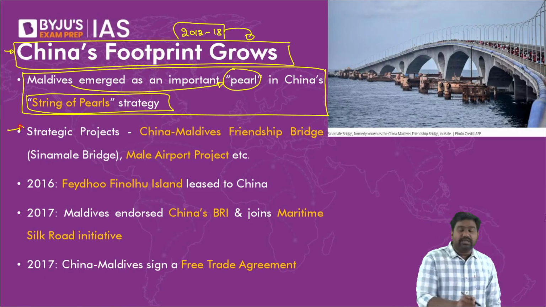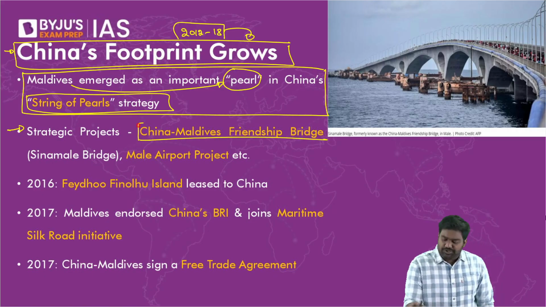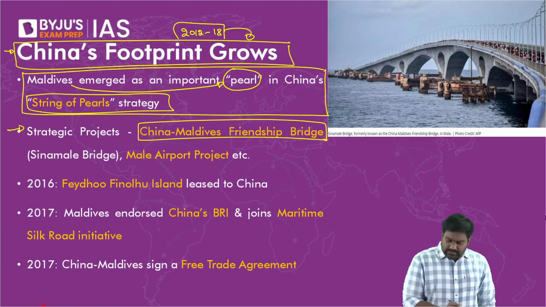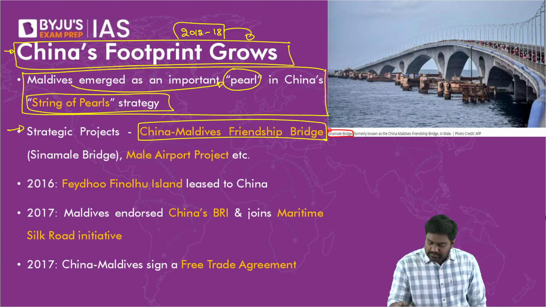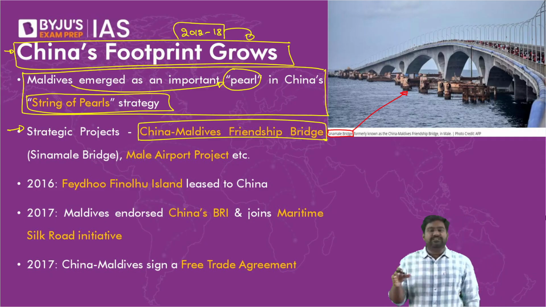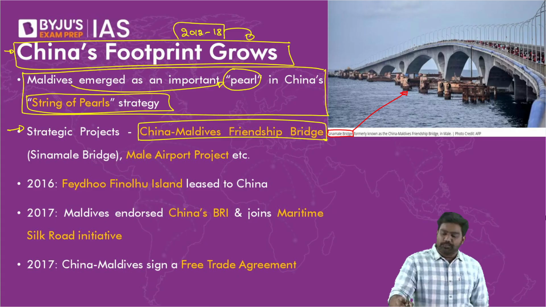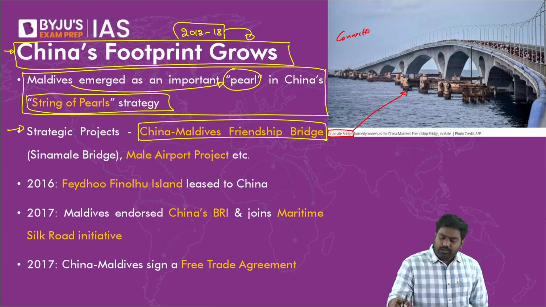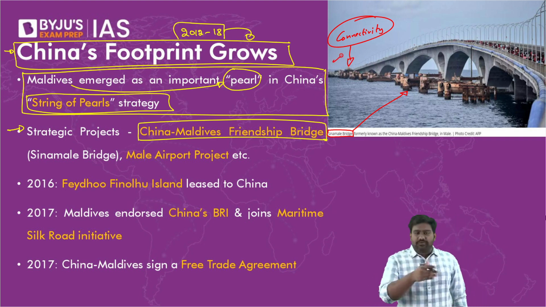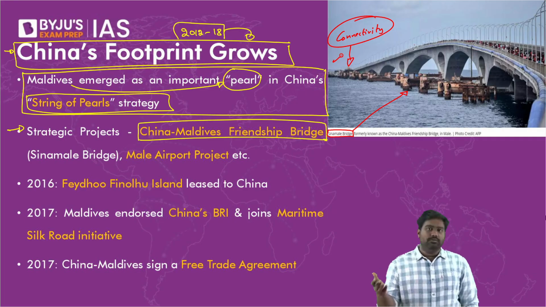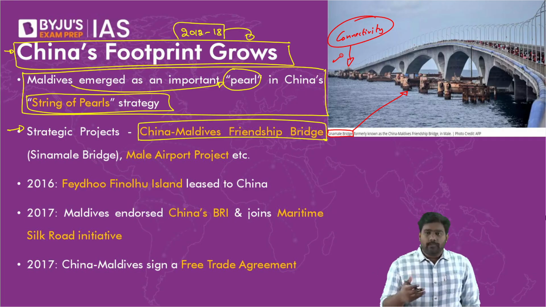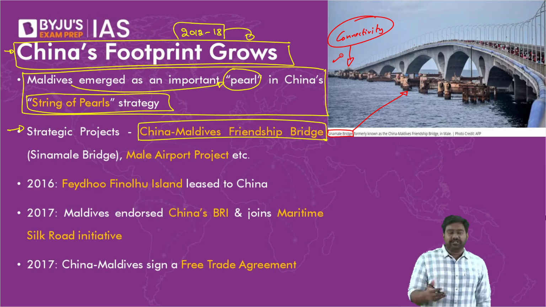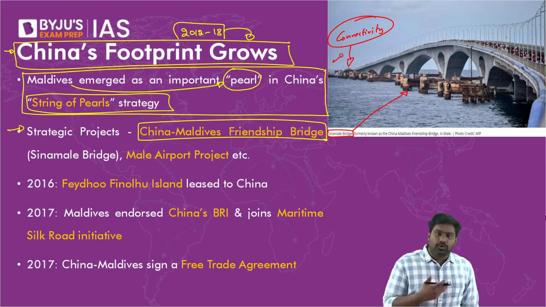China executed some key projects like the China-Maldives Friendship Bridge, also called the Sinamale Bridge, which you can see here in this image. As Maldives is made up of small islands, connectivity is a problem from island to island. If you've been to Maldives on a trip, right, you'll understand what I'm talking about. To move from one island to island, either you have to use motor boats, speed boats, or you have to take seaplanes, which land on water and take off from water. But this connectivity is a little challenging. It's more expensive, right? Also takes more time.